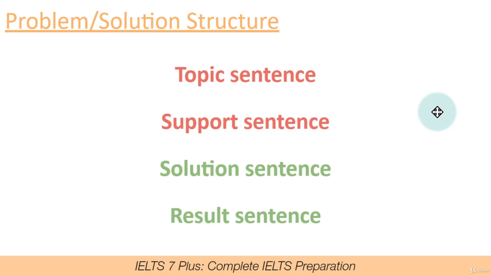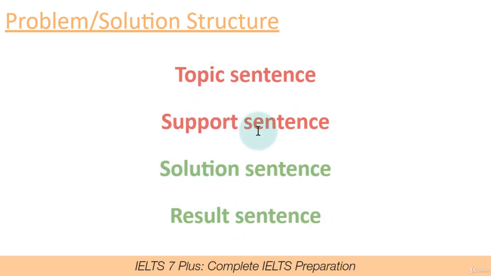So the problem solution question is quite different, as I just said, and that's because the sentence types that we use in the supporting paragraph is quite different to all the other sentence types. So within most task 2 essays, we have a topic, a support, and then an example. It's pretty much how we structure each sentence. But in a problem solution question, it's quite different. We have a topic and support, which tells us the problem. And then we have a solution and result, which of course tells us the solution.